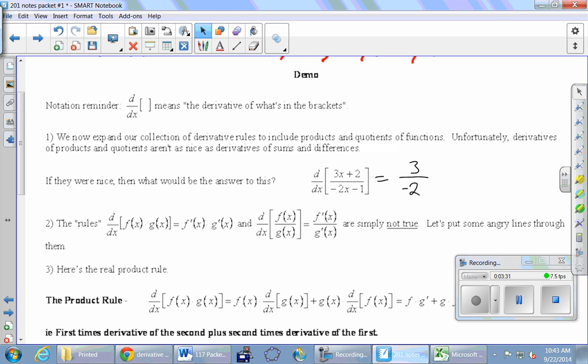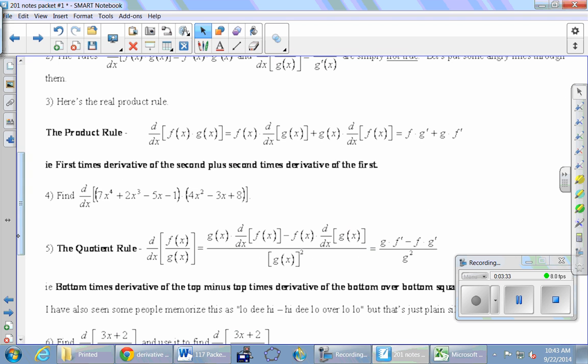Okay, so jumping down to number 3, we're going to talk about the product rule here, and then in number 5, the quotient rule. So the product rule says that if you want to find the derivative of f of x times g of x, that's the product of these 2 functions, you need to take f and multiply it by the derivative of g, and then you need to add g times the derivative of f.